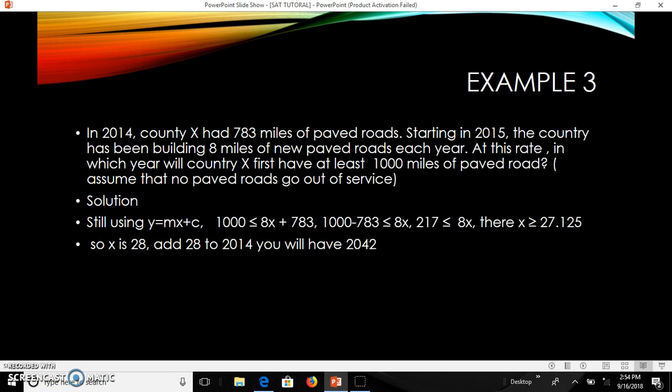Okay, in 2014, country X had 783 miles of paved road. Starting in 2015, the country has been building 8 miles of new paved road each year. At this rate, in which year will country X have at least 1,000 miles of paved road? This is the key here. At least means equal or greater than 1,000 miles.